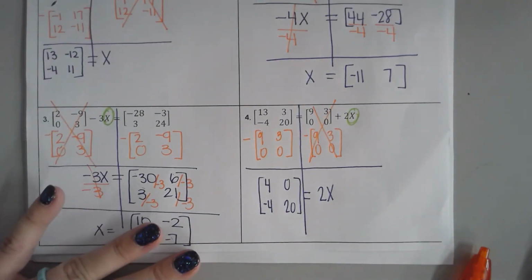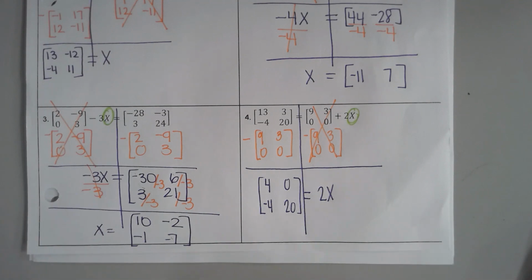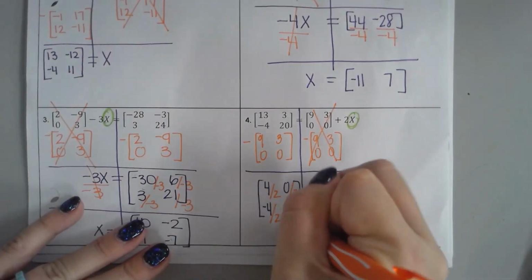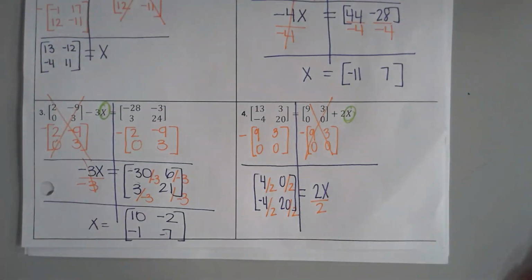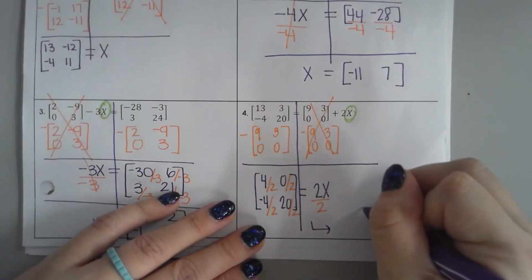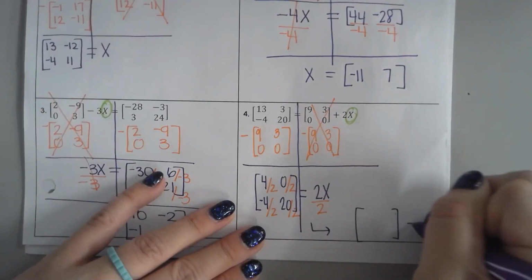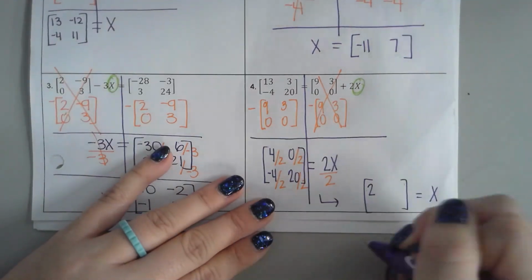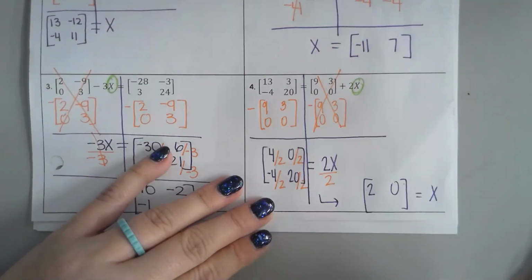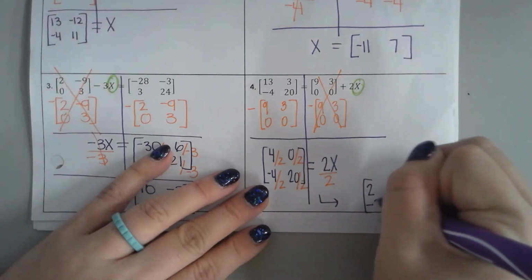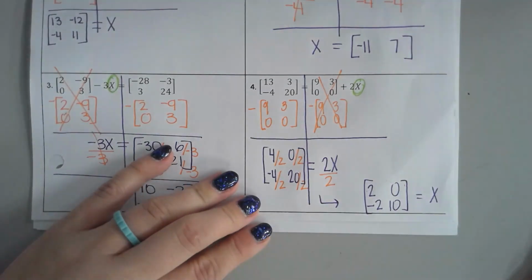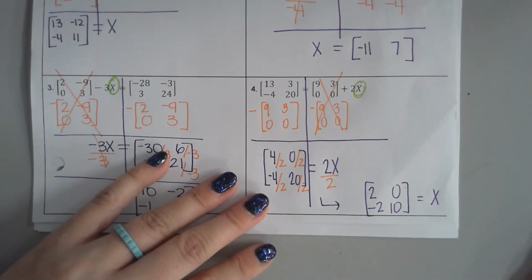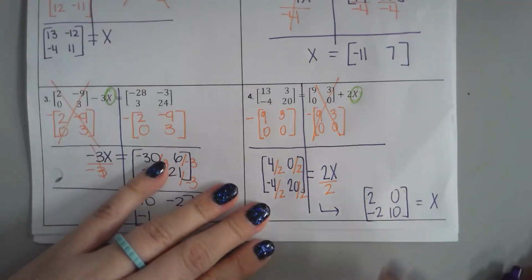And this time we're just going to divide by 2 on all of it. Divide everything by 2. I ran out of room. Four divided by 2 is 2. 0 divided by 2 is 0. This would be -2 and 10. That's pretty straightforward. Any questions?